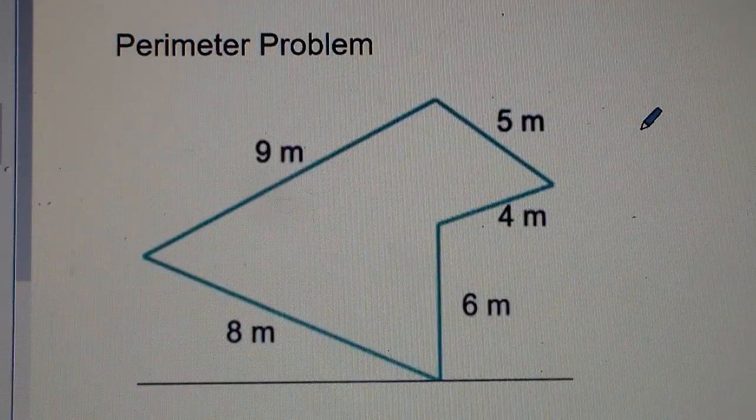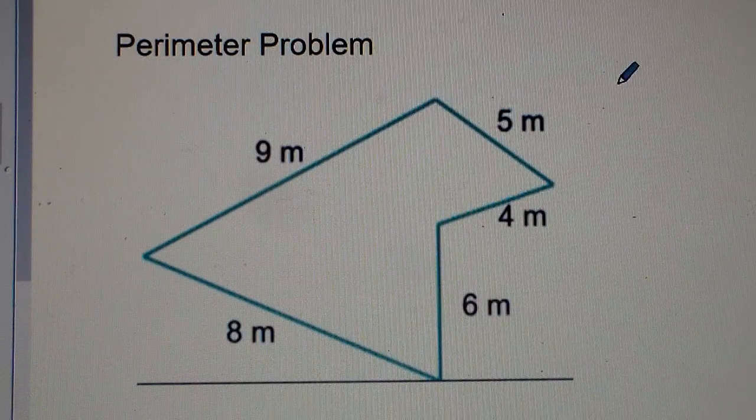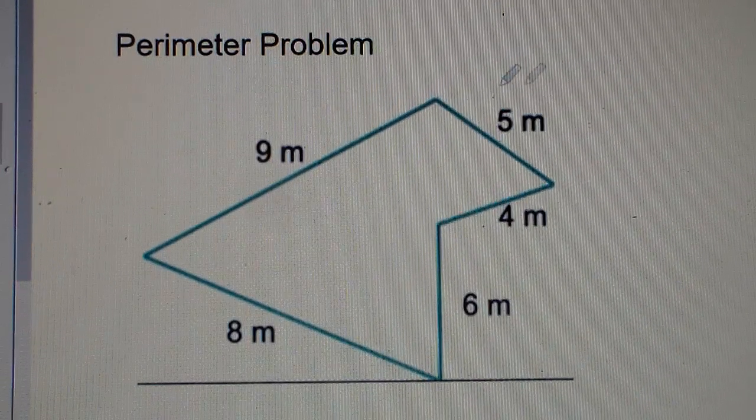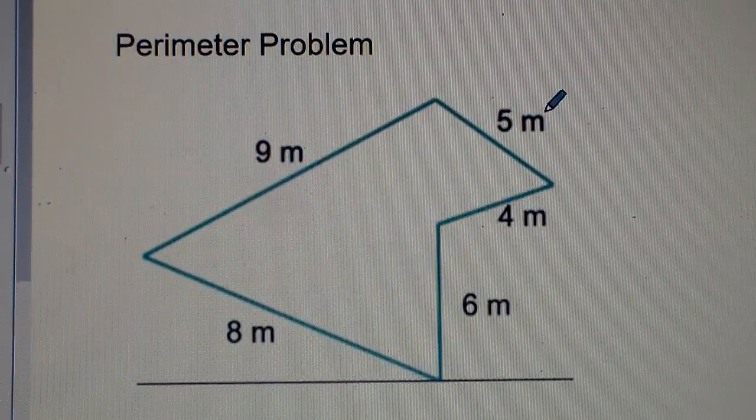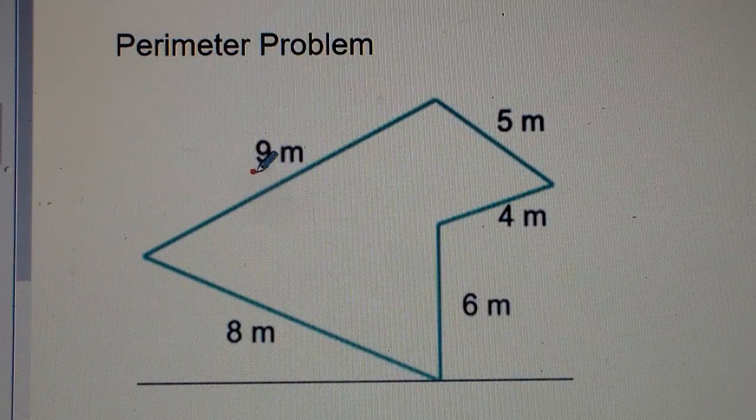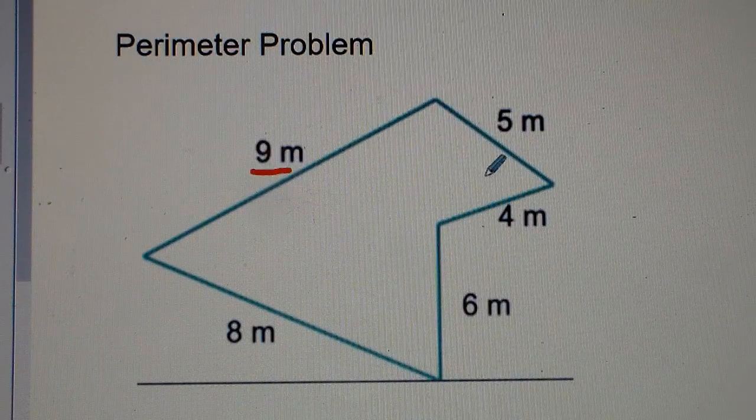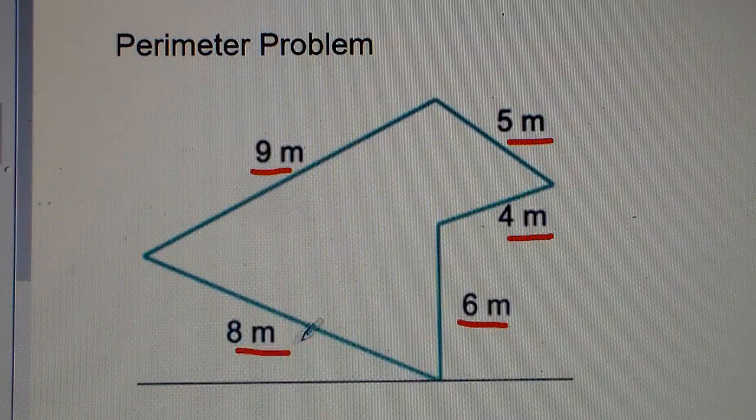Alright, so let's get a little crazy, with some different style polygons that you might not have seen before. If you have a polygon like this and we have to find the perimeter, we just add up all the numbers. This length over here is 9 meters. From here to here is 5 meters. From here to here is 4. From here to here is 6. And from here to here is 8. To find the perimeter, we just add them all up: 8 plus 9 plus 5 plus 4 plus 6.